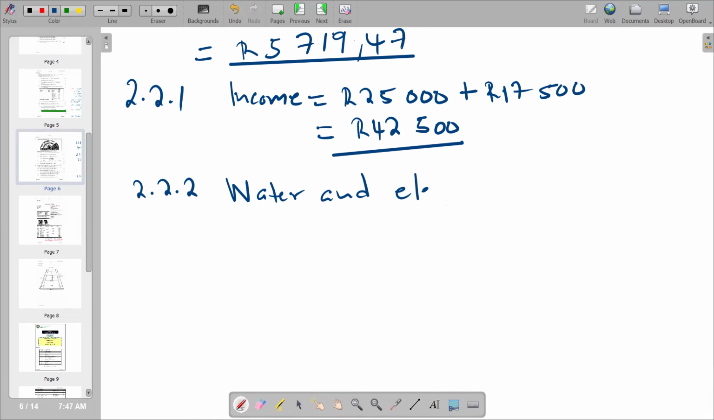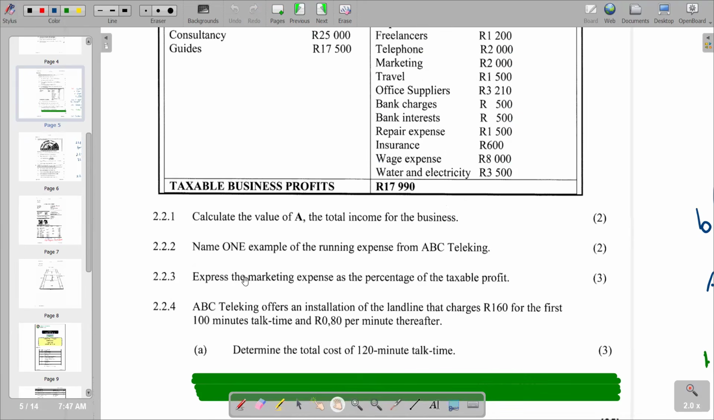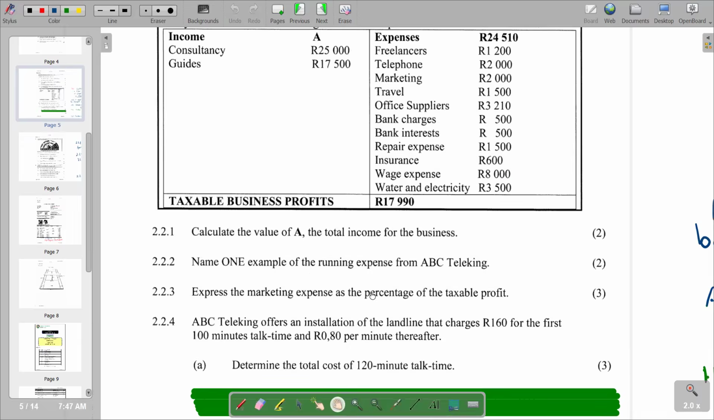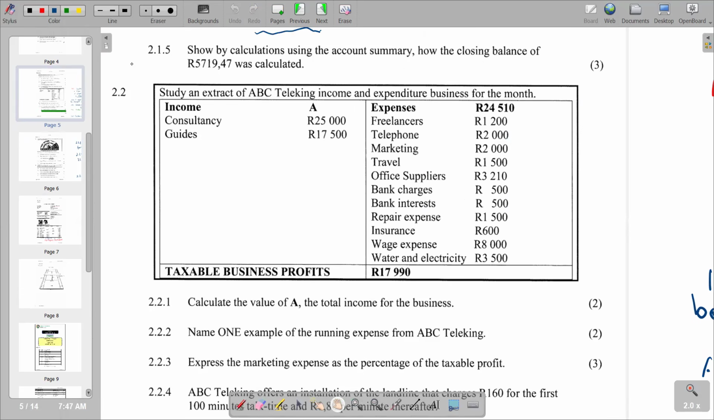Water and electricity. So this is our table on this part. We move on to the next question, which is saying, express the marketing expense as a percentage of the taxable profit. Marketing expense, we can try to identify our marketing expense, which is our 2,000 rands, and then our taxable profit, 17,990 rands. So obviously that is going to be our denominator, and our numerator is 2,000.